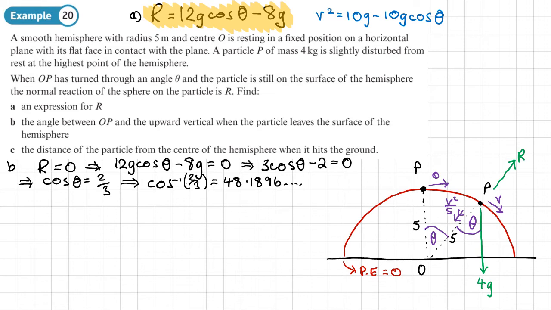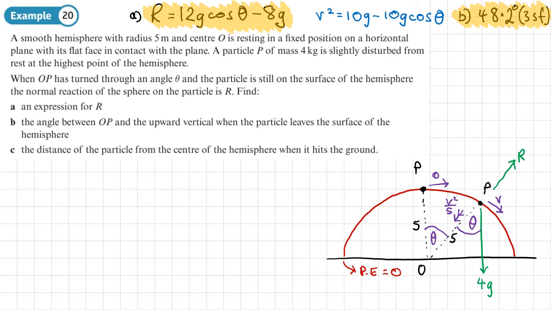So we'll call that 48.2 degrees to 3 significant figures. So let's put that answer up here, 48.2 degrees, and that's 3 significant figures. So what we'll do is we'll clear the screen again so that we're ready for part C.